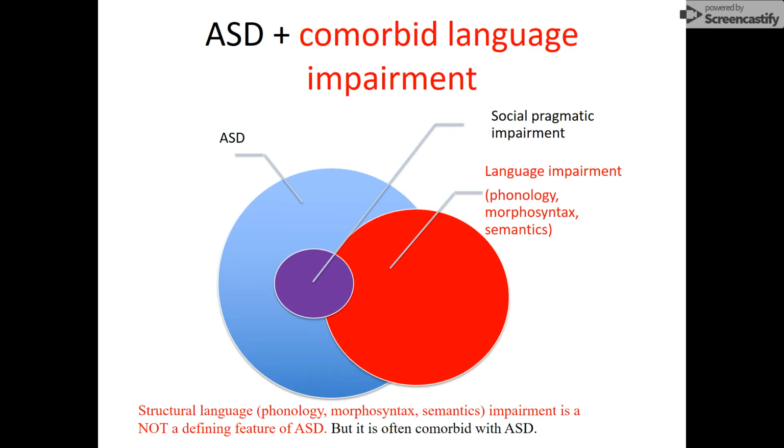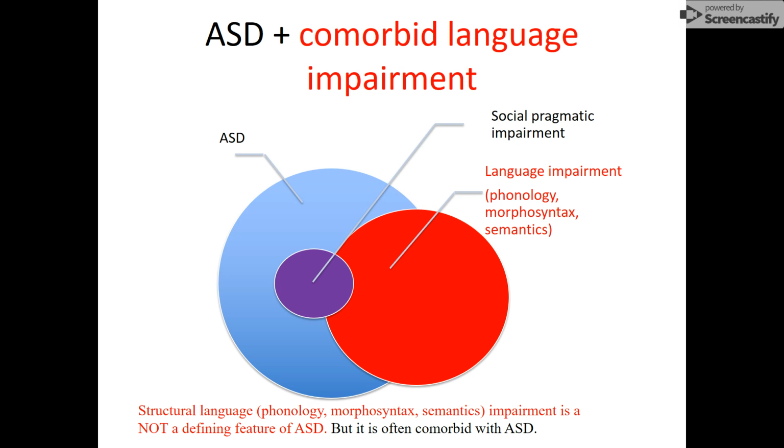But what we might also see is an overlap between ASD and comorbid language impairment. So most of the semester so far, we've been talking about children who have language impairments. And so this red circle that we've added here shows us children who have a language impairment that might be specific to phonology, morphosyntax, or semantics, or any combination of those 3. However, this language impairment is not a defining feature of autism spectrum disorder. So it is not the case that a child with ASD will also have a language impairment.